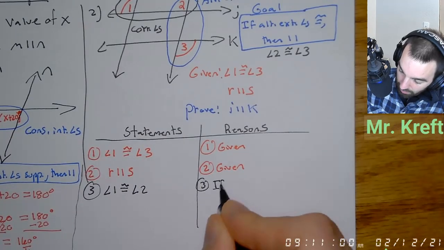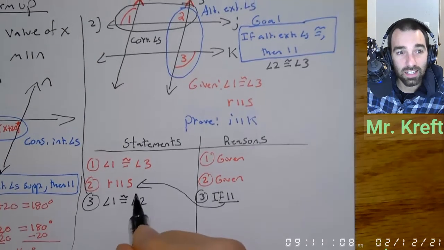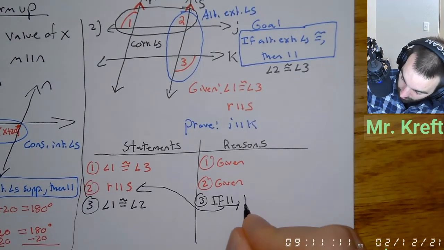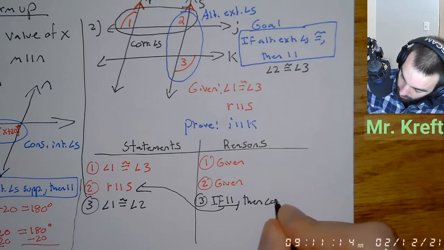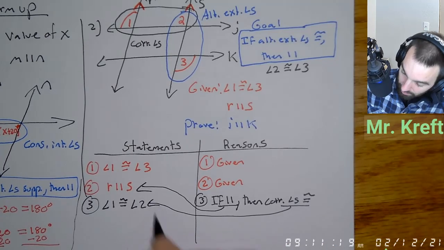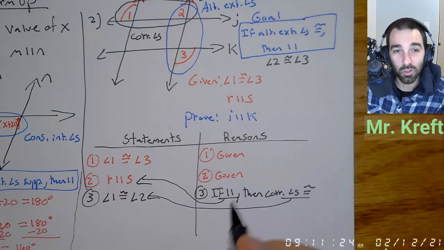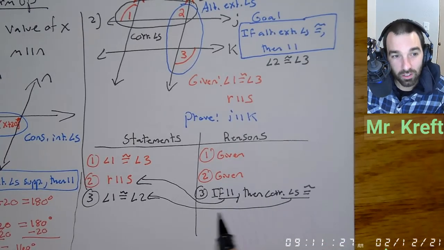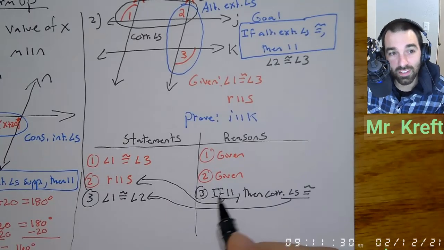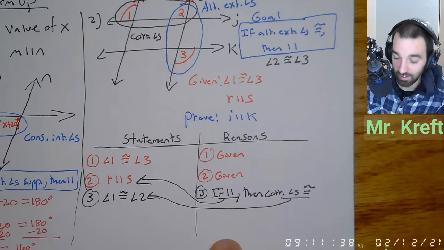And my reason is, if parallel lines, now check it out, we sure have parallel lines. Line R and line S are parallel. So if parallel lines, then corresponding angles are congruent. And check it out, isn't that what we're saying? So you always know which form of the rule you're using is correct because the conclusion is what you're stating and your hypothesis is already in your proof. I hope this is helping make sense.